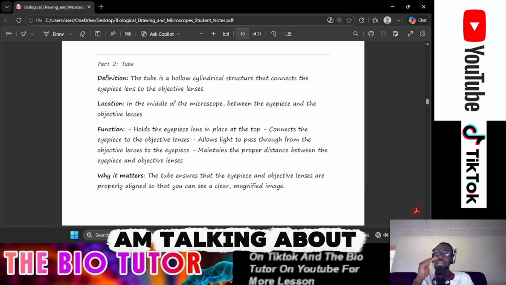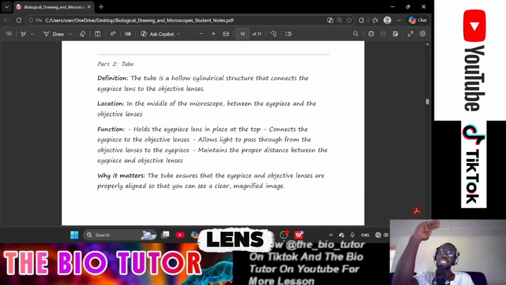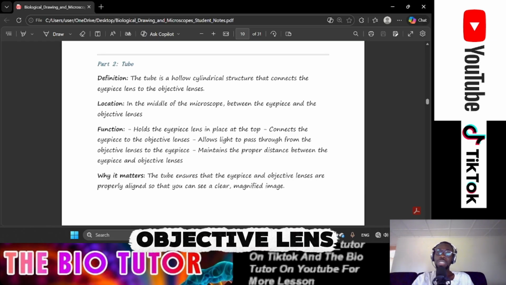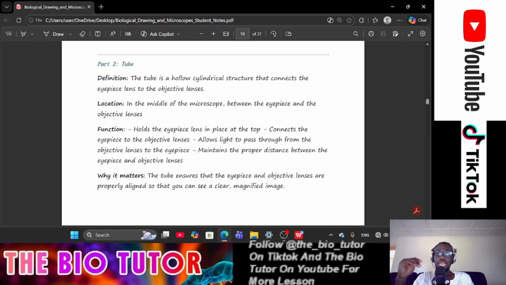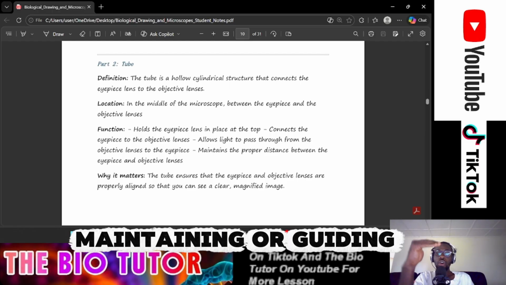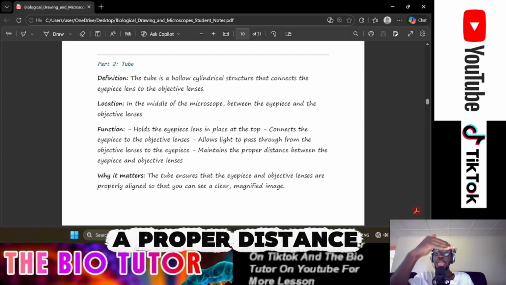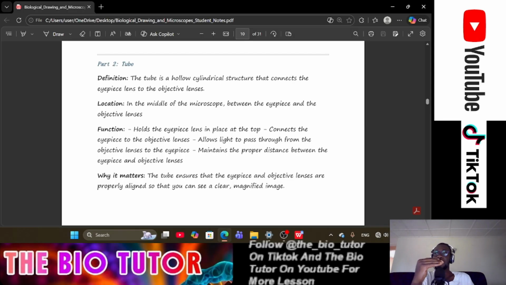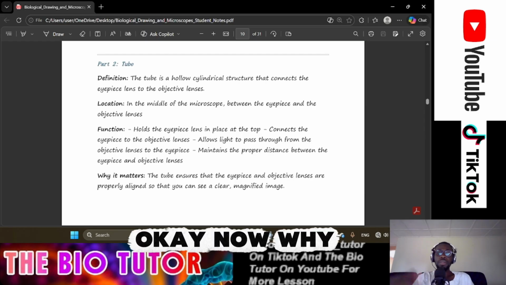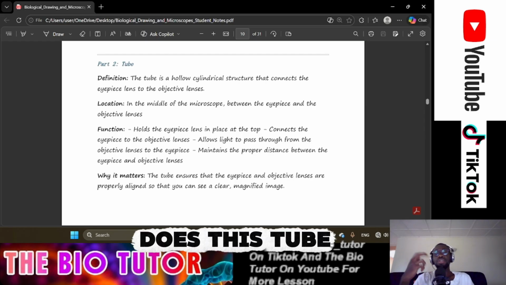So as I am talking about, we all know the eyepiece lens. I will talk about the objective lens, but the tube is guiding us to maintain a proper distance between the eyepiece lens and the objective lens. Okay. Now, why does this tube matter?